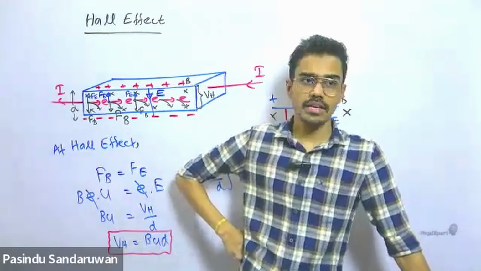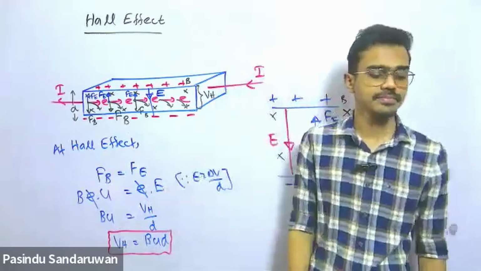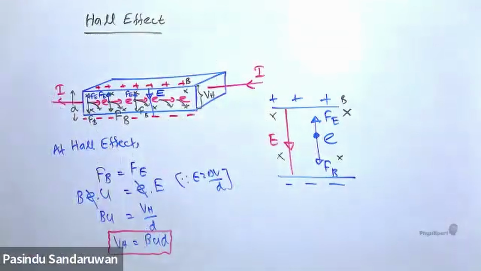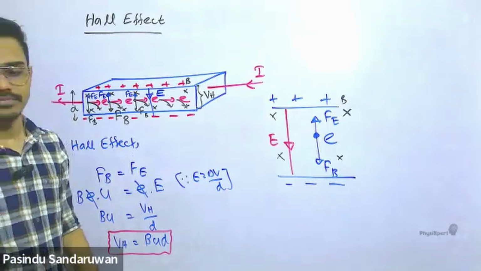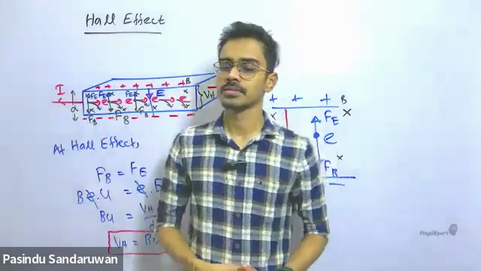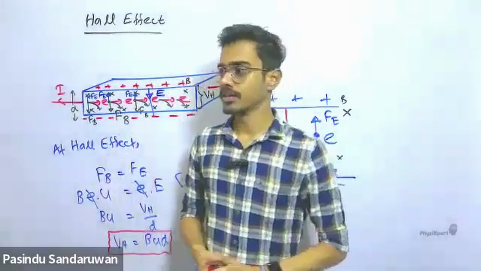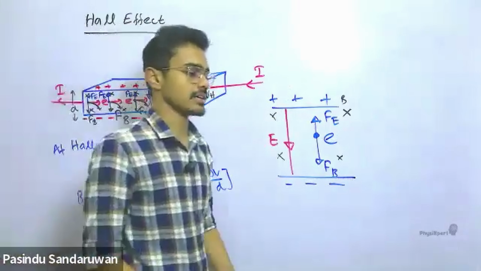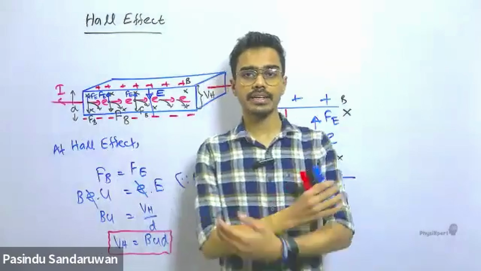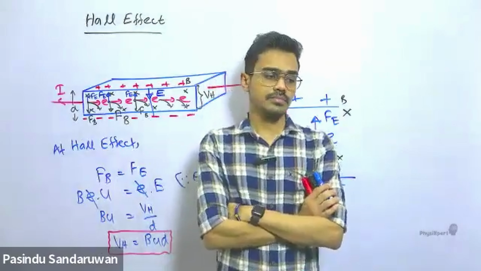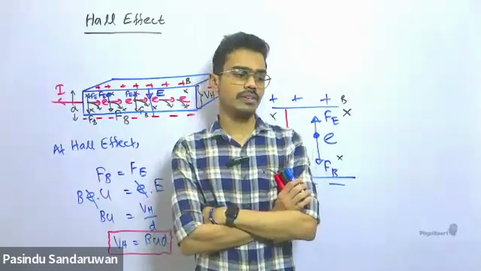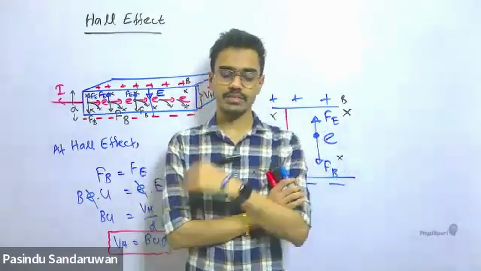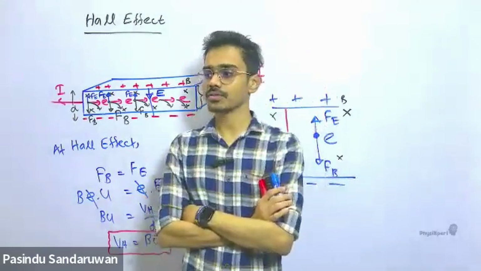When Fp equals Fe, there's no vertical resultant force remaining on electrons.